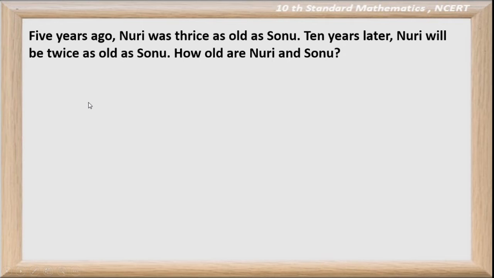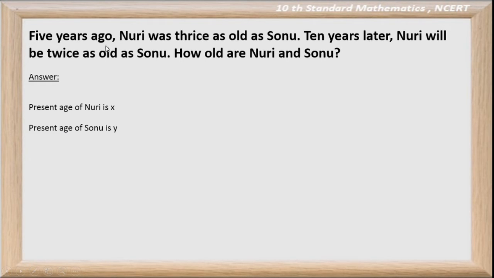So first we have to make the equations. For that, read the question carefully. See, 5 years ago, Nuri was thrice as old as Sonu. Let us consider the present age of Nuri is X. Now Nuri is X years old and Sonu is Y years old. That is the present age of Sonu.